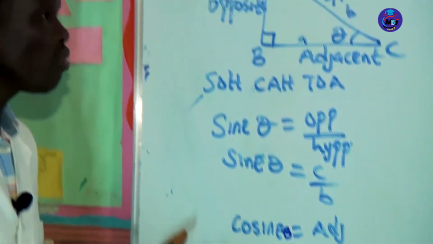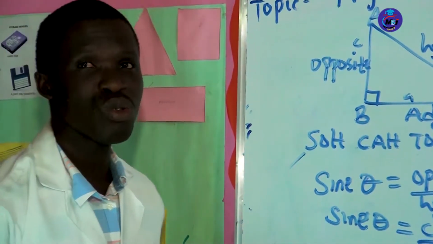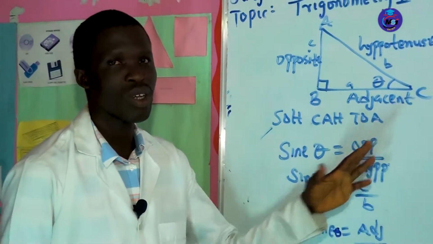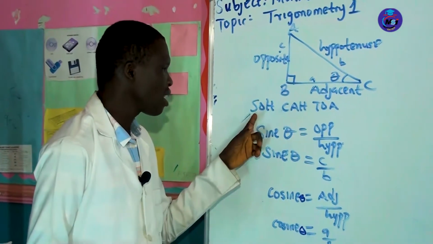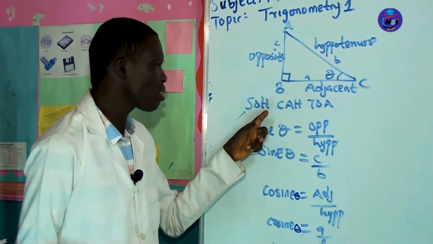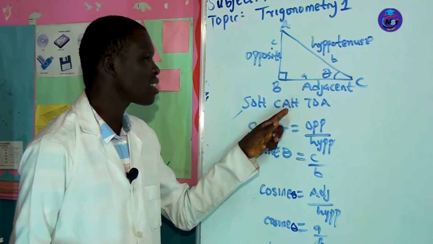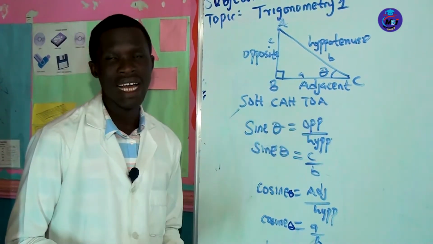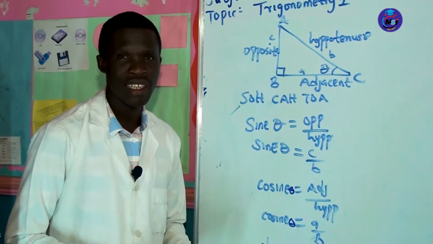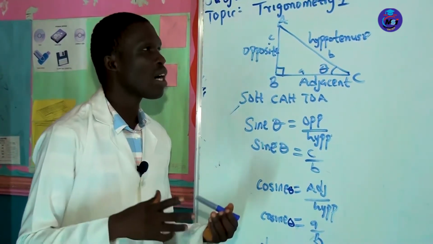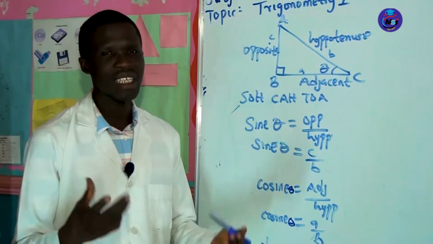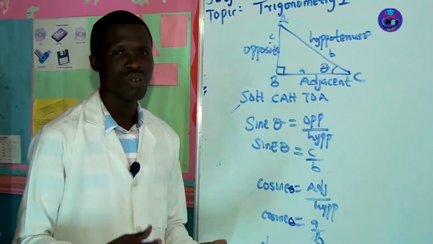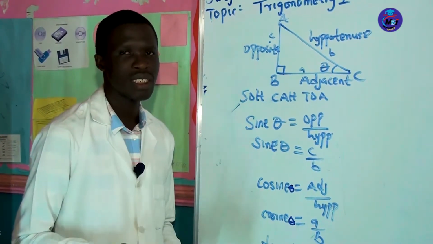Now, before we move on, I still need to remind you again that this is the short form for SOHCAHTOA. You can write this somewhere. Sine equals to opposite over hypotenuse, cos equals to adjacent over hypotenuse, tan equals to opposite over adjacent. I believe you understand that. So now let's go to real practical example, how we can apply this SOHCAHTOA in solving questions. So let's see these examples.